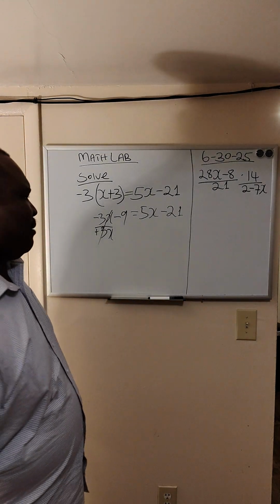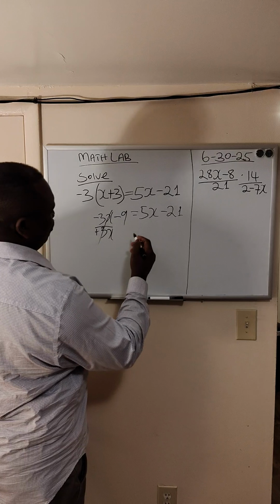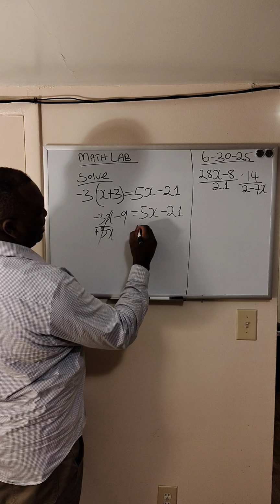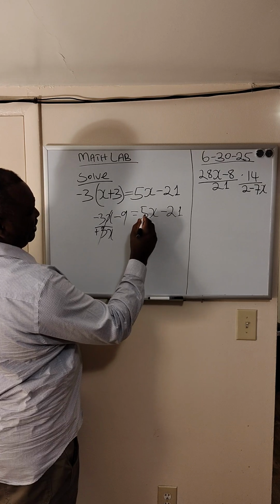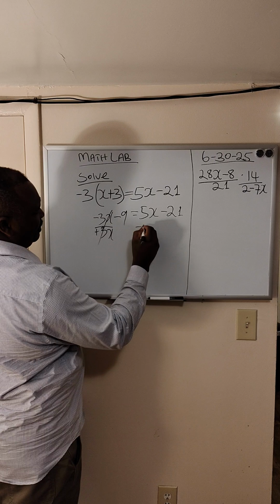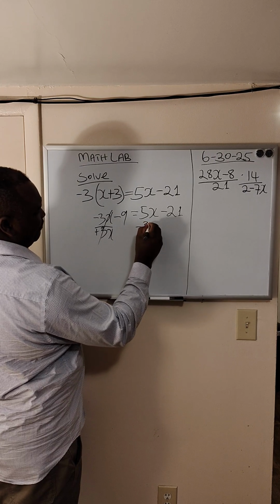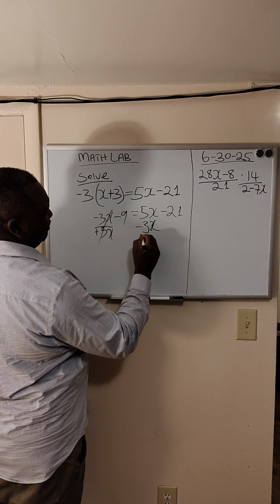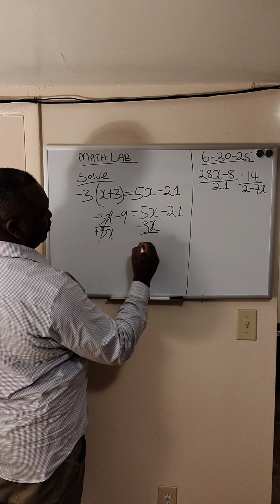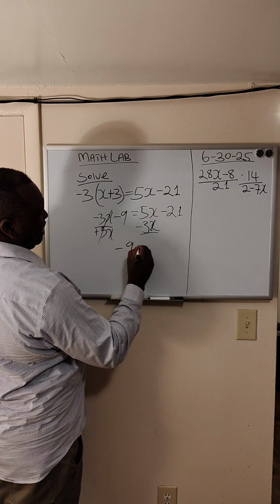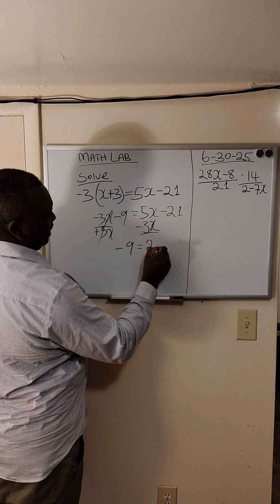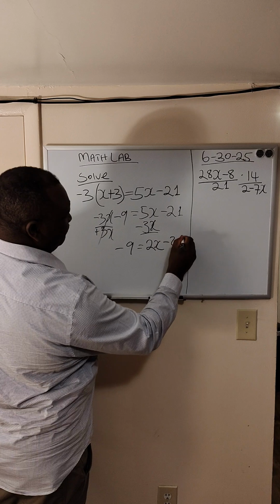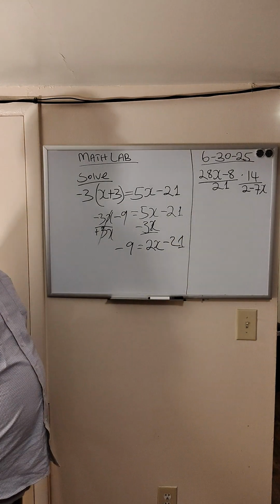Now remember we were dealing with the x, so we still have this 5x here. This 5x is positive, so down here it's going to be negative 3x. That leaves us with 2x down here. So we have negative 9 is equal to 2x minus 21.